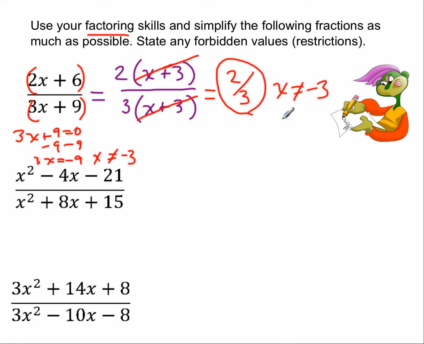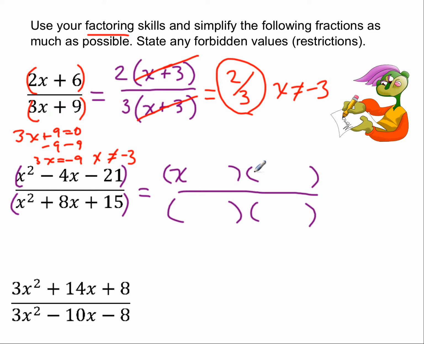Okay, next question. I'm going to start by looking at this. I really want to cancel the x squared, but I can't because this is an entire unit until I factor it. This is an entire unit, and unless those say exactly the same thing, I cannot cancel them. So what can I do? I can factor it. So I'm going to factor the top, and I'm going to factor the bottom.